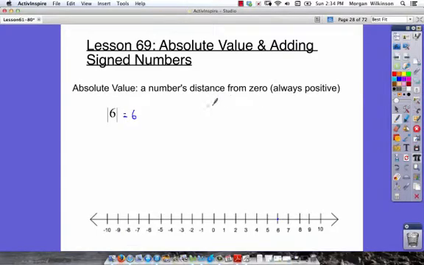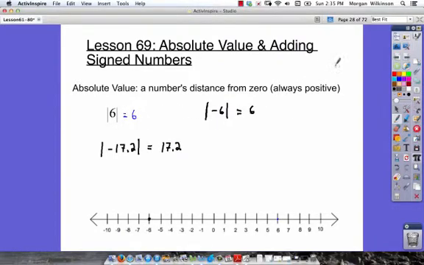Now let's say we have another problem. Let's say we have the absolute value of negative 6. We want to find how far negative 6 is away from 0. So we're not concerned whether it's positive or negative, because the absolute value of negative 6 is 6 units away from 0. So we have an answer of 6 again. If we had something like the absolute value of negative 17.2, well, the absolute value of negative 17.2 is equal to positive 17.2. So absolute value will always turn our answer into a positive number, even if it began as a positive number.